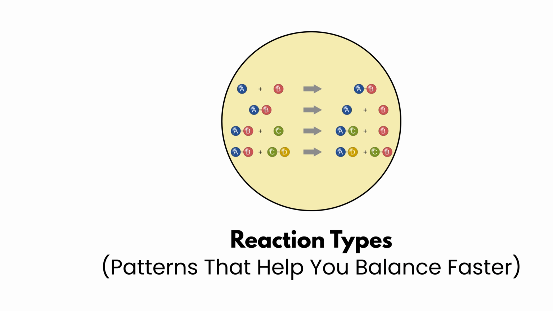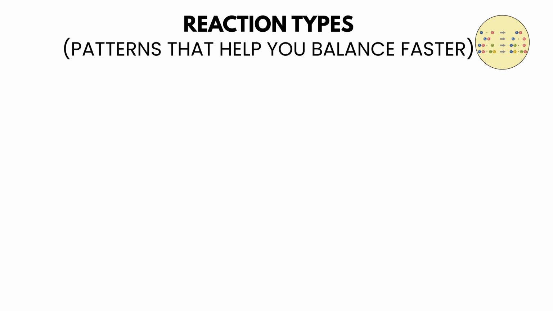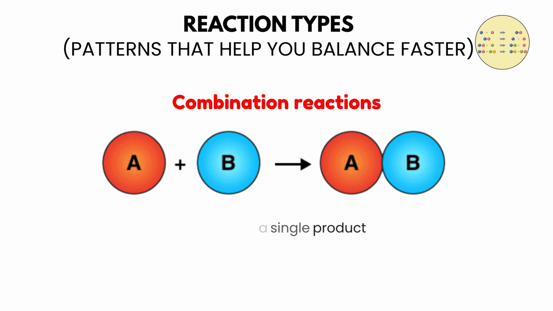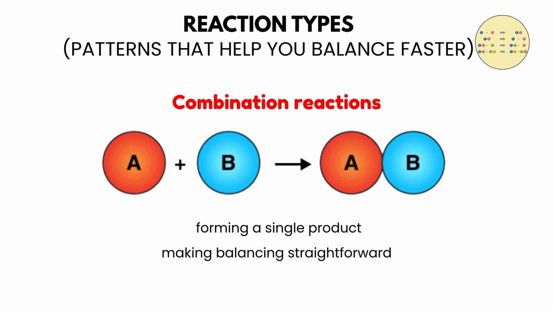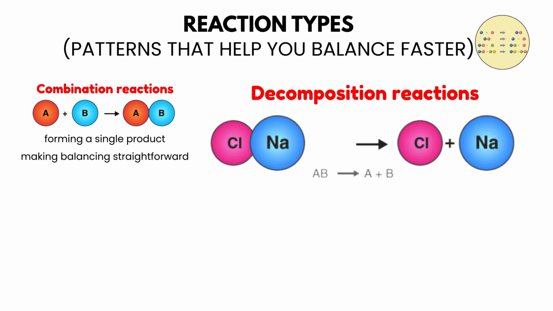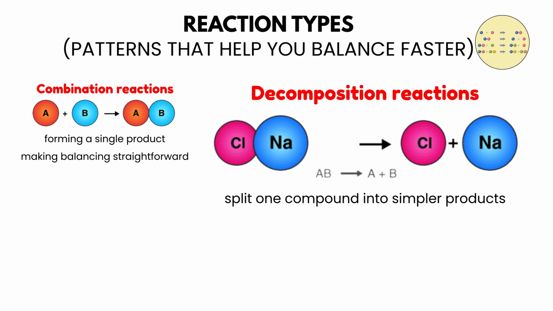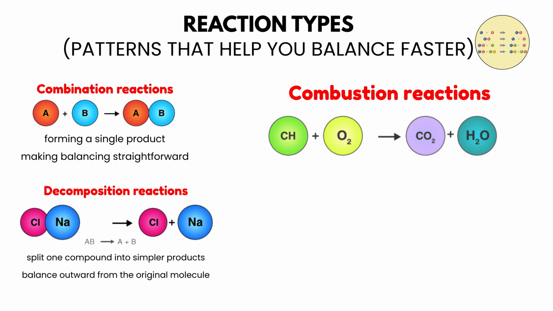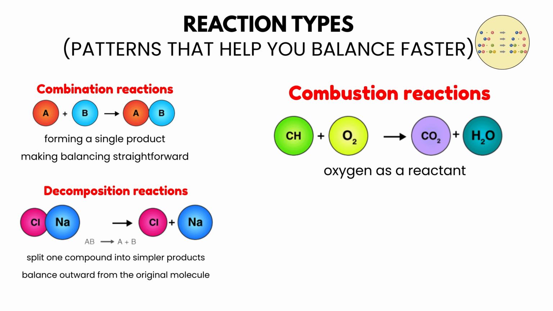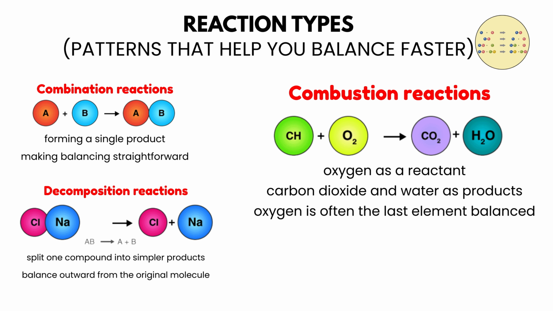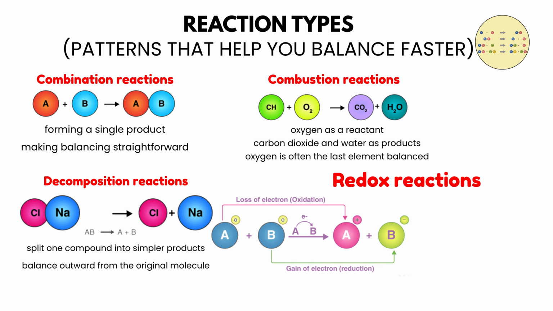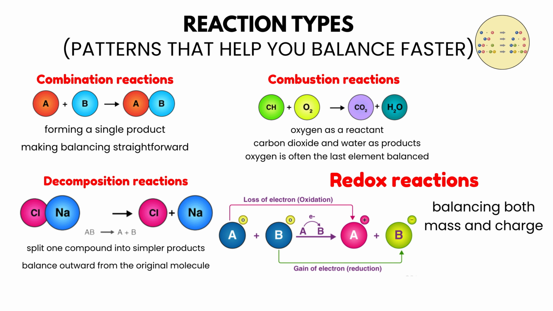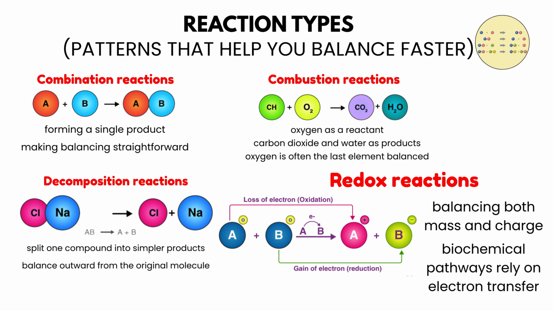Reaction types: patterns that help you balance faster. Combination reactions usually involve forming a single product, making balancing straightforward. Decomposition reactions split one compound into simpler products, so you balance outward from the original molecule. Combustion reactions follow a recognizable pattern: oxygen as a reactant, carbon dioxide and water as products, and oxygen is often the last element balanced. Redox reactions require balancing both mass and charge, and these show up frequently because biochemical pathways rely on electron transfer.